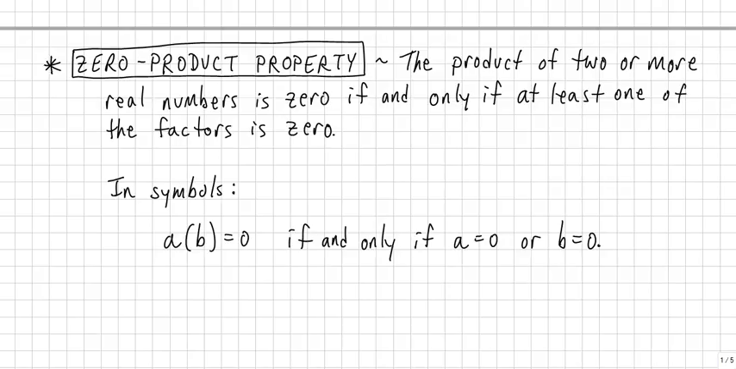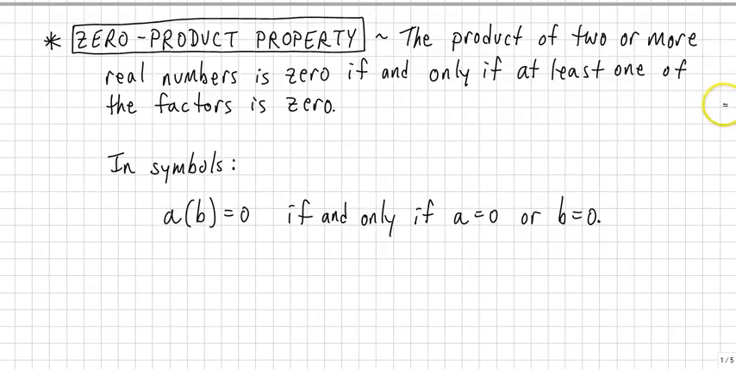certain ones. And basically, the main thing we're going to use is what's called the zero product property. So we're going to use this little fact over and over again when we solve polynomial equations. Basically, it says that the product of two or more real numbers is zero if and only if at least one of the factors is zero. So what that's saying is when you multiply numbers together, the only way that you can get a product of zero is if one of the numbers you were multiplying is zero itself.